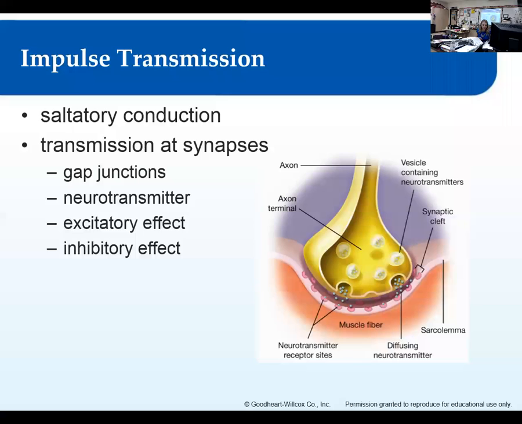Okay, so impulse transmission. We talked about the action potential itself, how the impulse actually moves in the neuron. But let's talk about how it moves between neurons and even at the axon itself. There's a couple things that affect how fast an action potential can move. There's actually three, but two main ones. One is a myelin sheath.